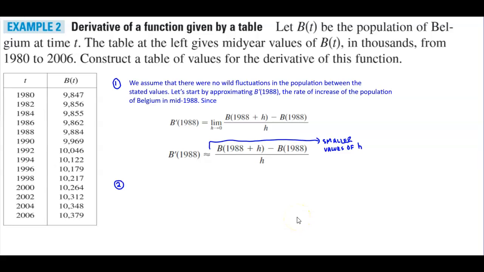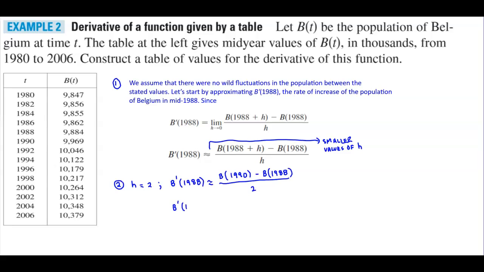So let's pick the value of h to be equal to 2, and then substitute it into the limit here. So we have b prime of 1988, which is approximately b of 1988 plus 2, which is 1990, minus b of 1988, divided by 2.